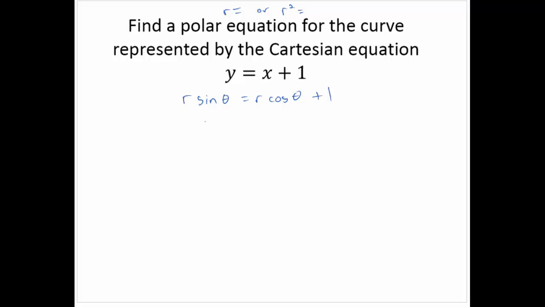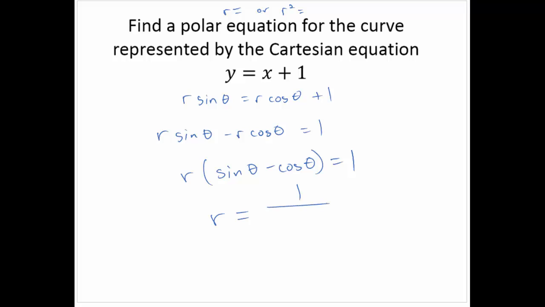And so now, I'll bring everything with the r to the left-hand side. So r sine theta minus r cosine theta is 1. And now I can use some factoring to write the left-hand side as r times the quantity sine theta minus cosine theta is 1. And now I can isolate r through division. And so r is equal to 1 divided by sine theta minus cosine theta.